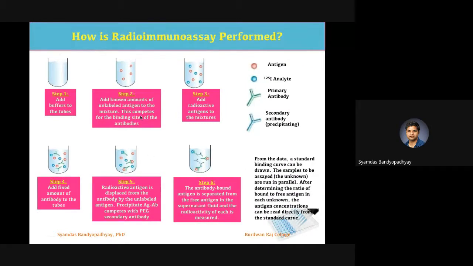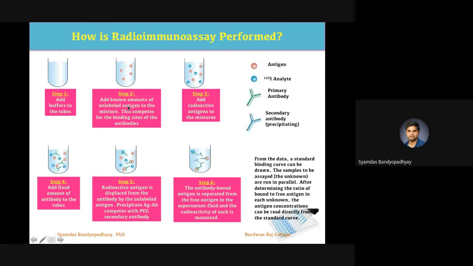Now, what are the steps that are involved in radioimmunoassay? So there are multiple steps. I will not go into great detail, because we neither have the time nor is it required. So you just have to know the principal steps which are involved in performing radioimmunoassay. The first step, as you can see, is to add the buffers to the tubes, right? So you just add some appropriate buffers. In step 2, you have to add known amounts of unlabeled antigen to the mixture.